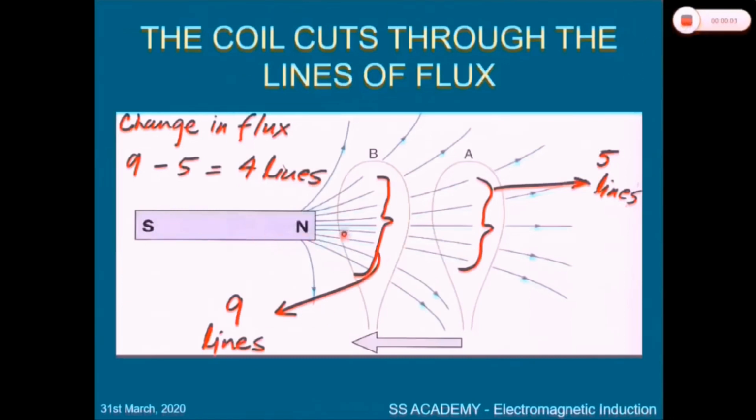Now here I have shown a portion of the magnetic field lines of a bar magnet to study what happens when the coil cuts through the lines of flux. Michael Faraday's law of electromagnetic induction states that an EMF is induced when a conductor cuts through lines of flux, or there is a change in the flux linkage of a coil.